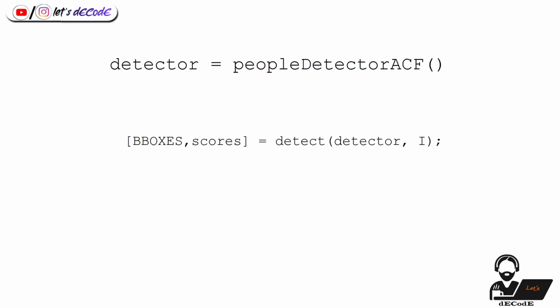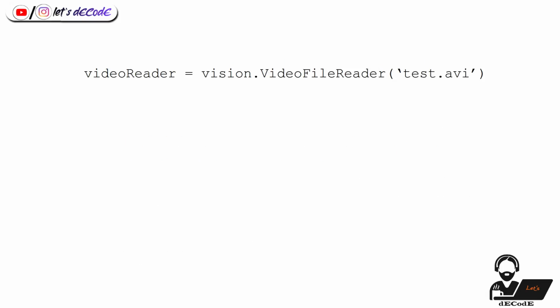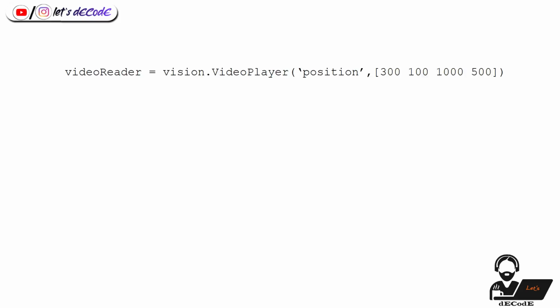Another function for a similar operation is peopleDetectorACF. It also detects people. Here we use the detect function to find people. The next function is vision.VideoFileReader. It helps in reading a given video file. Another function is vision.VideoPlayer. As you expected, it helps to play the video. Here position represents the window's starting position and the width and height of the video player. These are enough. Any other functions we use will be discussed as we go.